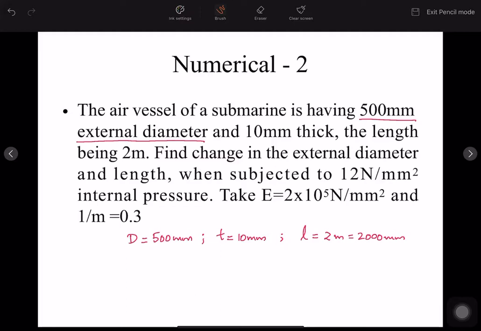So find change in the external diameter and change in length as well, when subjected to internal pressure of 12 Newton per mm square. Take E equals 2 into 10 power 5 Newton per mm square and mu, or 1 by m, equals 0.3.